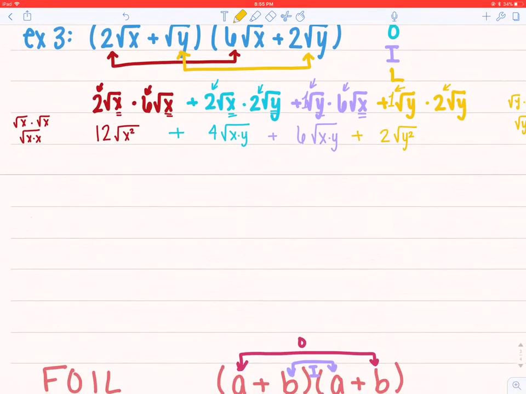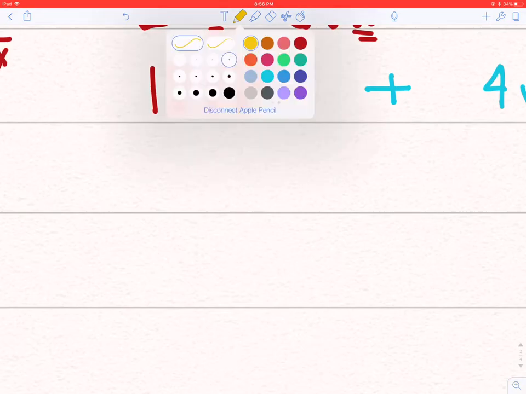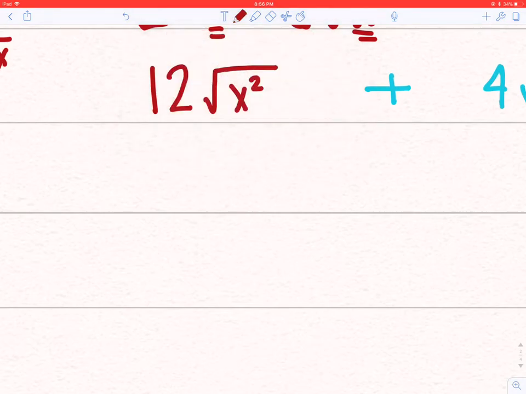So here is my more simplified version. Now I'm looking for if there are any like terms or if there are any radicals that need to be simplified. So let's look at each one. So I have 12 square root of x squared. Well, we learned a few sections ago that the square root and the squared will cancel each other out. So for that one, I will have 12x because the square root and the square undo each other.